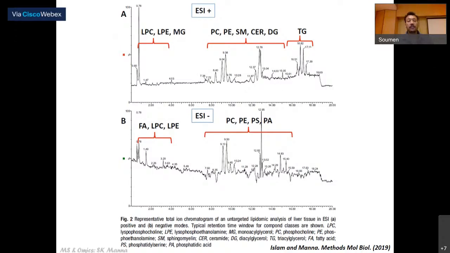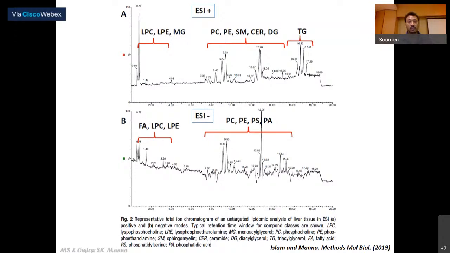This is, for example, an extract from liver tissue that we analyzed. It's a mouse liver tissue, actually. And here you can see this is a reverse phase chromatography. Here you can see the LPC, LPE. LPC are lysophosphocholine, LPE, lysophosphoethanolamine. You have all the full names written down there.